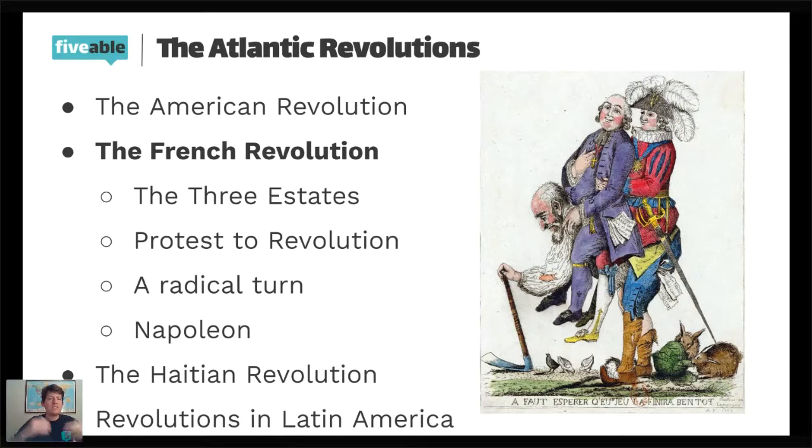Now, what does this mean for the French Revolution? We talked about how revolutionary was the American Revolution. Well, how revolutionary is the French Revolution? The French Revolution starts with an absolute monarchy. It ends with an emperor, which you might say, well, that's not very revolutionary at all. But it completely upends the social system of France. It abolishes the three estates.